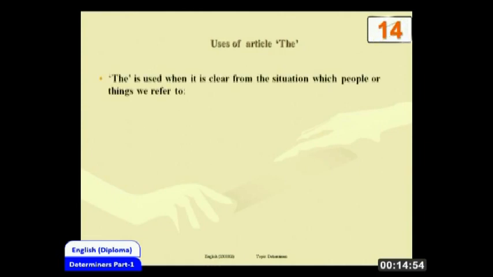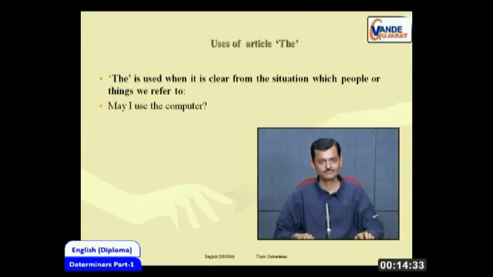Again, talking about the uses of article the, it is used when it is clear from the situation which people or things we refer to. Let me repeat. It is used when it is clear from the situation which people or things we refer to. May I use the computer? Maybe when asking about the use of the computer, I am looking at a particular computer. Or maybe there is only one computer, for example, in a lab, and I am talking about that particular computer. So it is very clear to the audience which computer I am talking about. So article the before it.